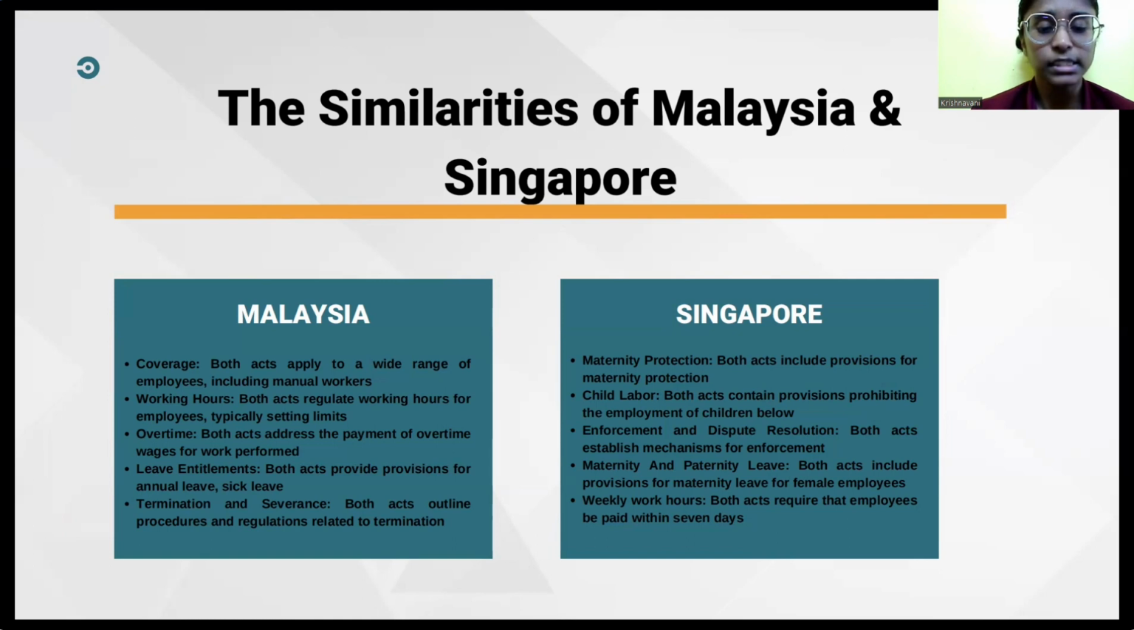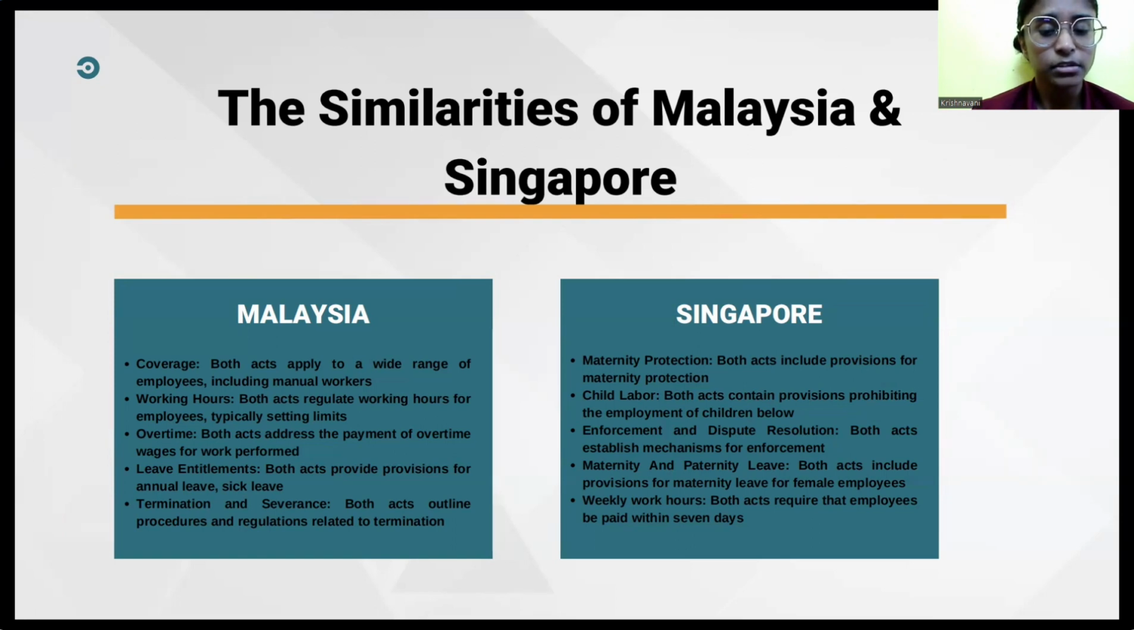Next, leave entitlements. Both acts provide provisions for annual leave, sick leave, and public holiday entitlement for employees. These provisions aim to ensure that employees receive adequate time off work for rest, relaxation, and personal reasons. Next, termination and severance. Both acts outline procedures and regulations related to termination of employment, including notice periods, termination benefits, and protections against unfair dismissal.